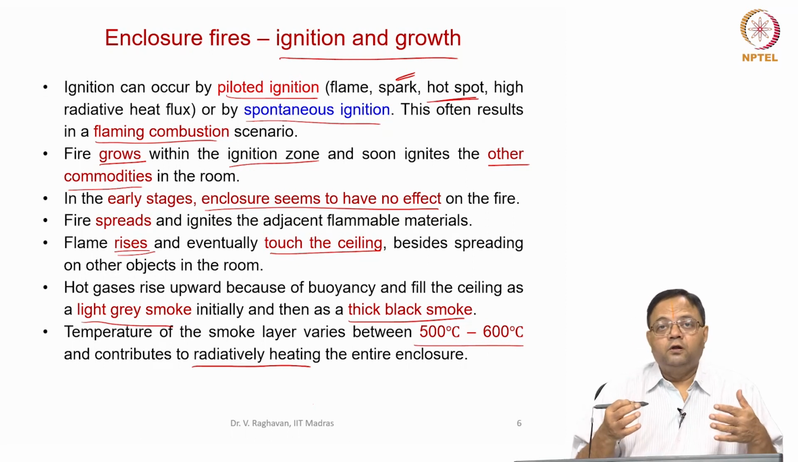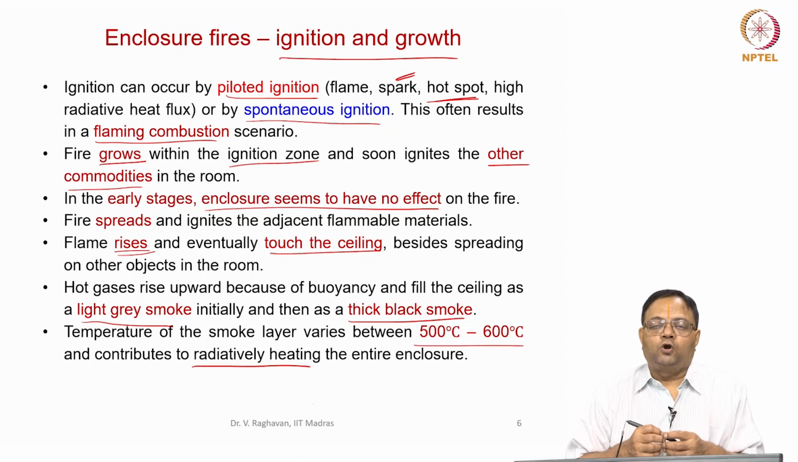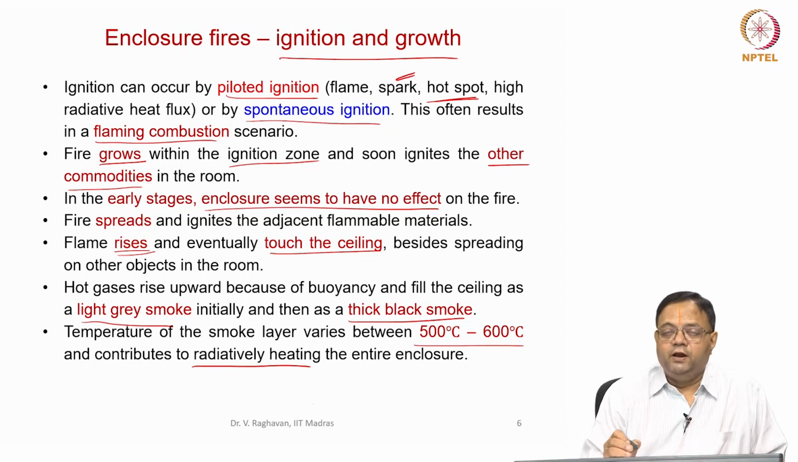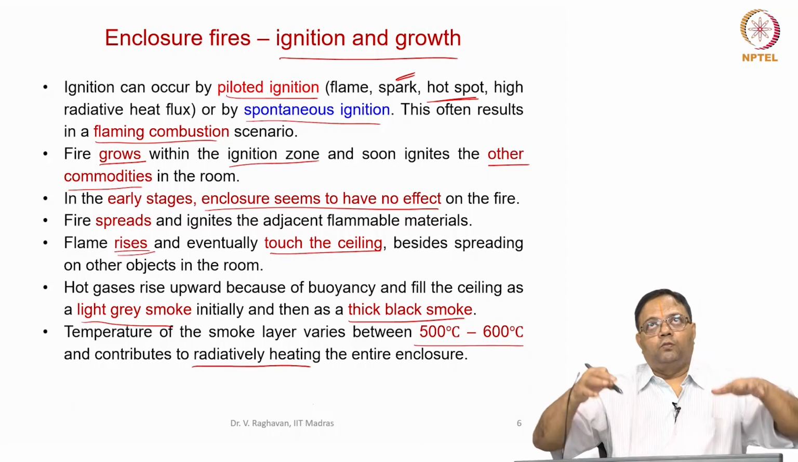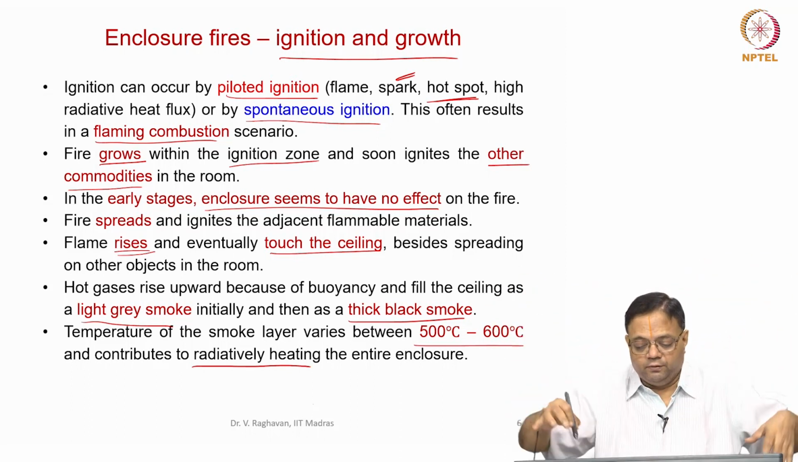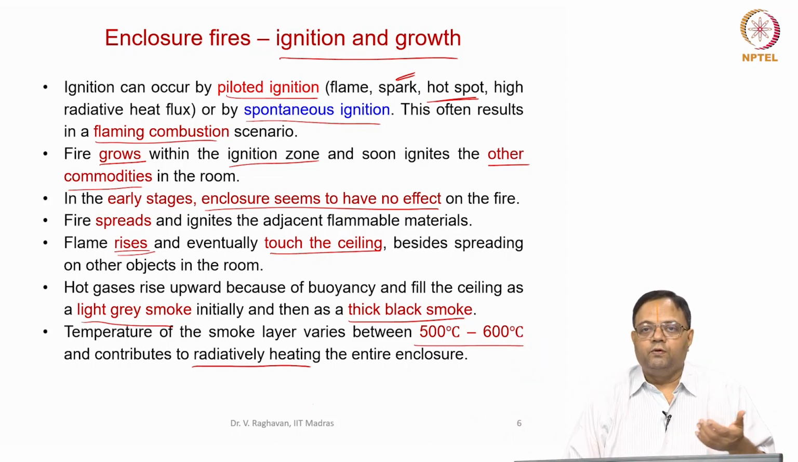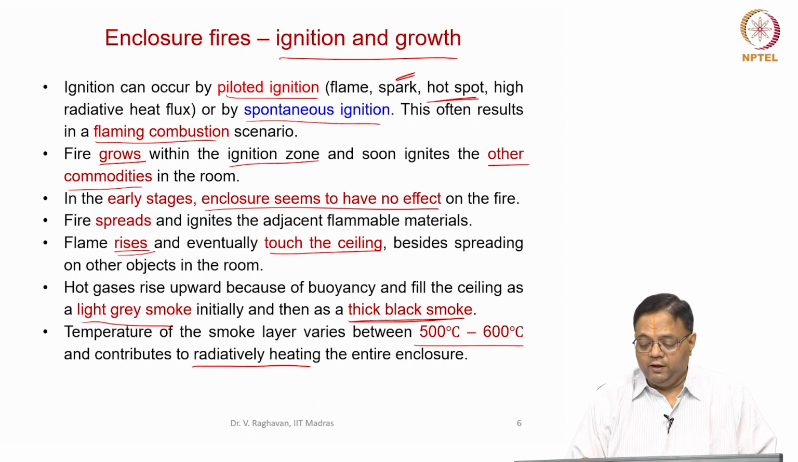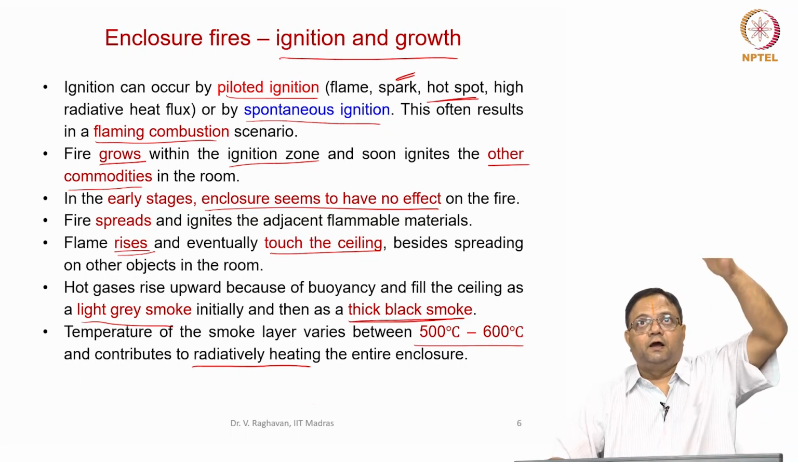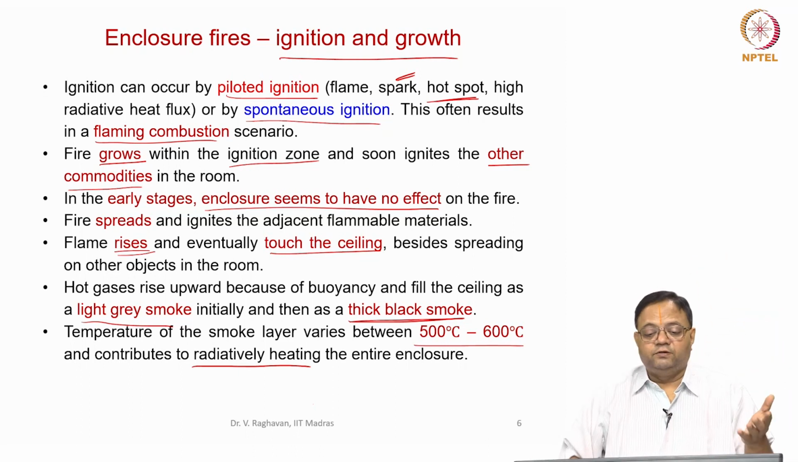The hotter gases, which have carbonaceous particles, soot particles, will lead to smoke formation, and initially the smoke will appear as a light grey smoke and it will accumulate over the ceiling. After it accumulates over the ceiling, more and more soot will be formed and it becomes thick black smoke. The temperature of the thick black smoke will increase gradually. Once it reaches a temperature beyond 600 degrees, radiative heating from that layer to the commodities will occur. So this is the ignition growth period.